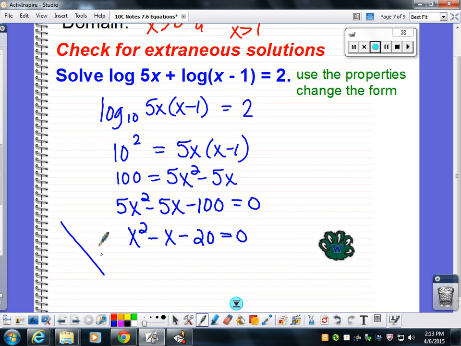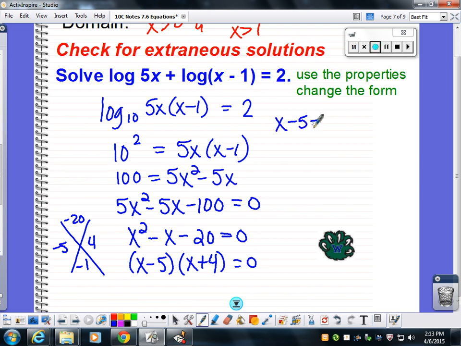Alright, let's factor: what multiplies to give us negative 20 but has a difference of negative 1? So negative 5 and 4. Since I don't have a lead coefficient other than 1, I can just go straight to my factors. Use the zero product property, so I can set x minus 5 equal to 0 and x plus 4 equal to 0, so x is equal to 5 and x is equal to negative 4.